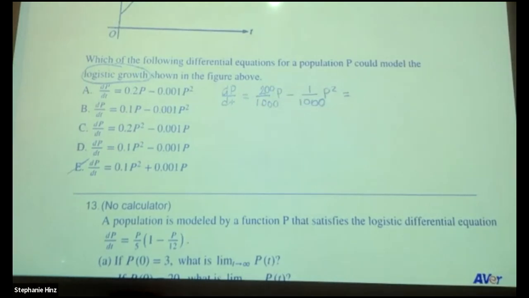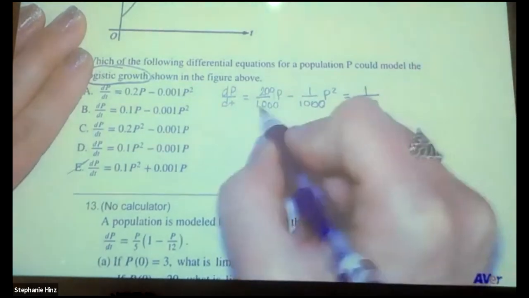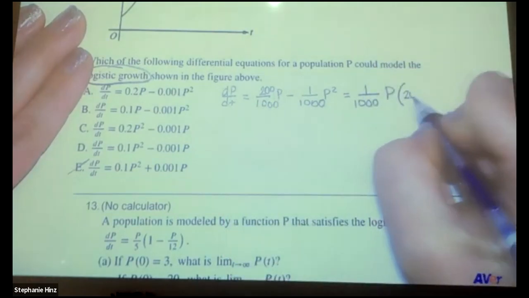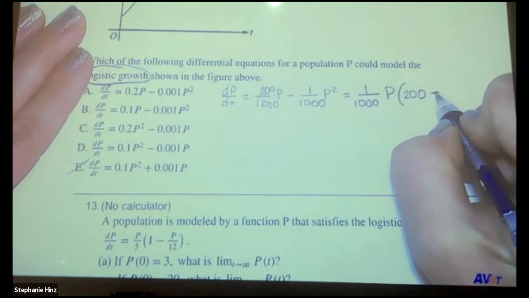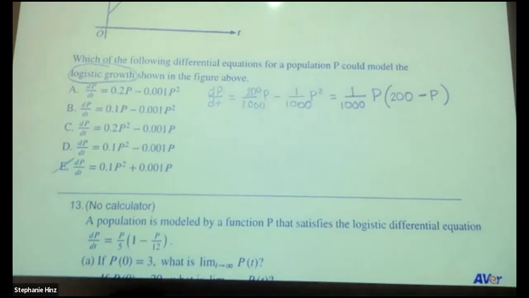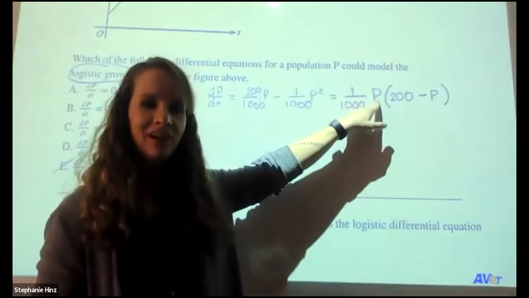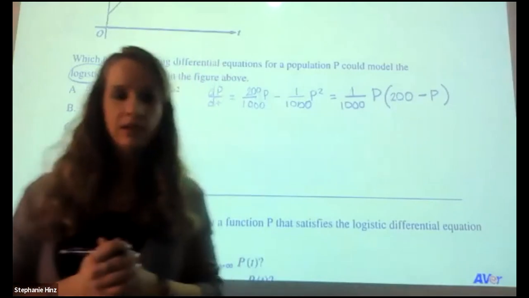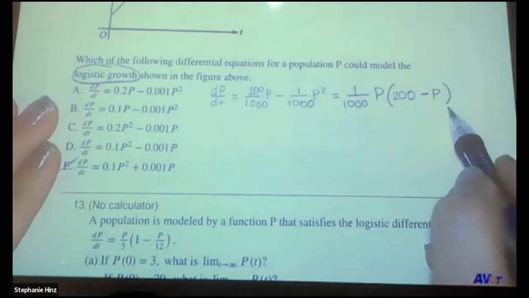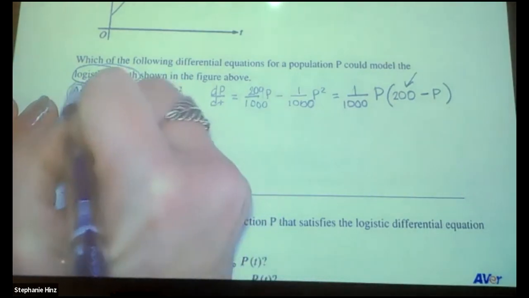So now suddenly I'm going to factor out 1/1000th. And I'm going to factor out a p. So if I do that from the first term, I end up with 200 minus p. So I might have just gotten lucky, friends, because now it says dp dt equals a constant times my dependent variable times limiting capacity minus my dependent variable. So I know that this is a logistic model, and I know that my carrying capacity is 200. Ta-da! My answer is A.